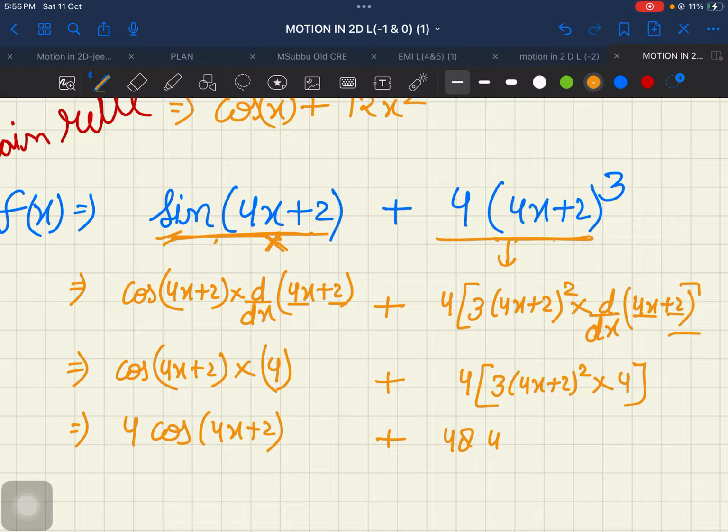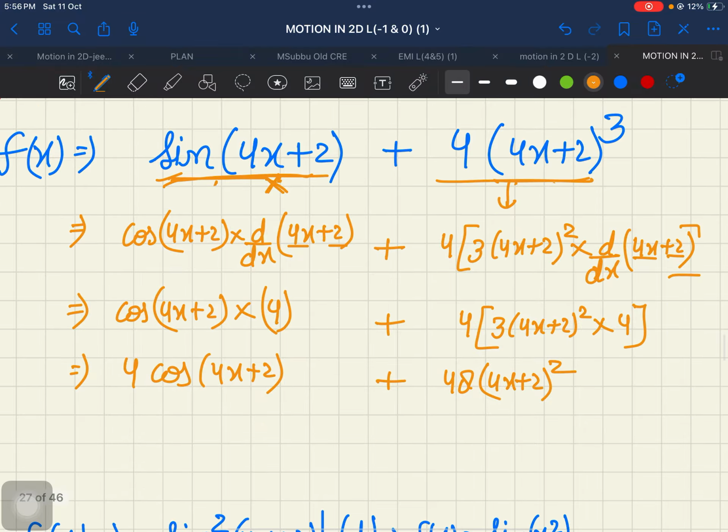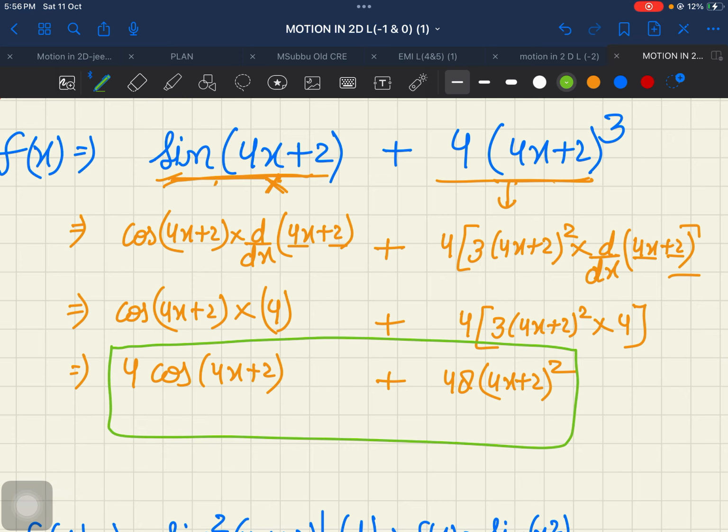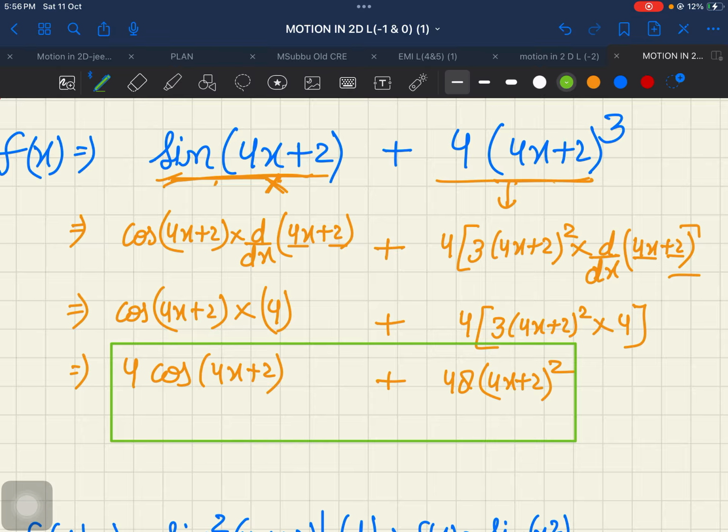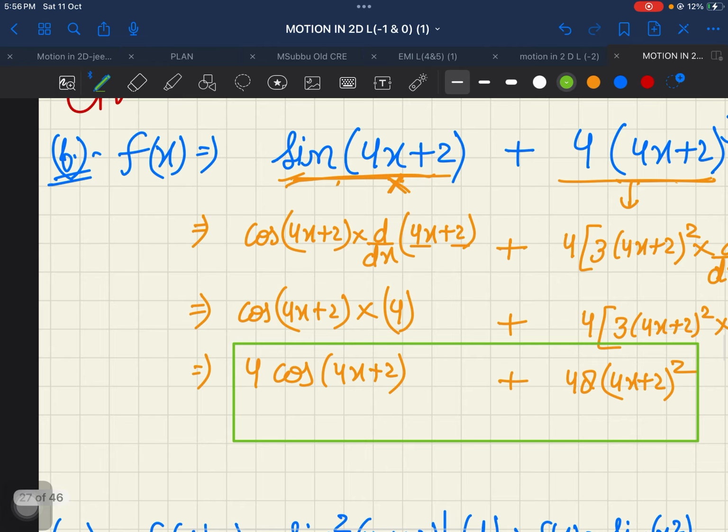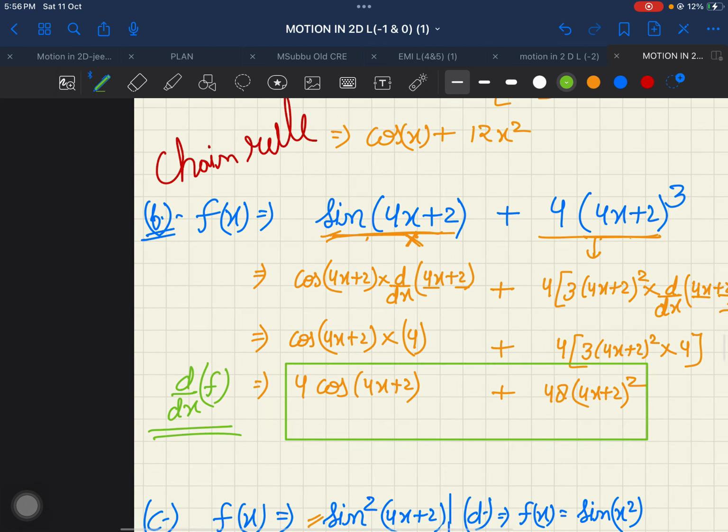Okay, 4x plus 2 square. That's it, right? So this is the complete differentiation of this function. All right, everyone should check it completely, right? So this is the complete differentiation of this f(x), means this is d by dx of f. Okay, check all of you, right?